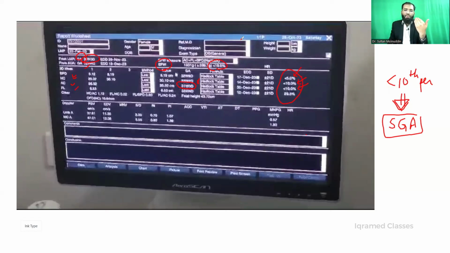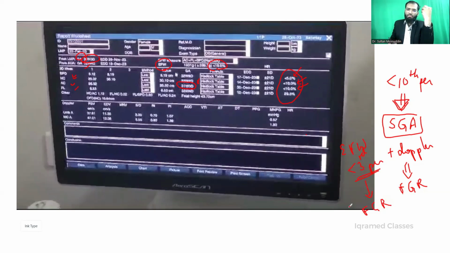But suppose you get less than 10 percentile with Doppler changes, now this is FGR. Similarly, suppose you get EFW which is less than third percentile, then this is directly FGR. Remember that if you get less than third percentile, this is direct FGR. You don't wait for the Doppler changes to occur.